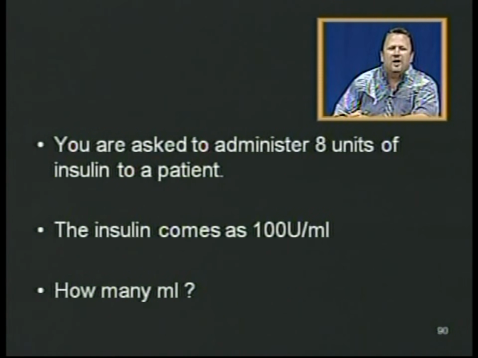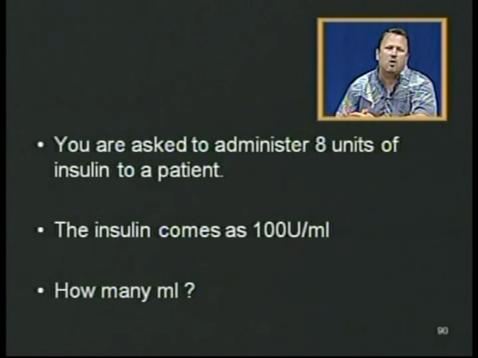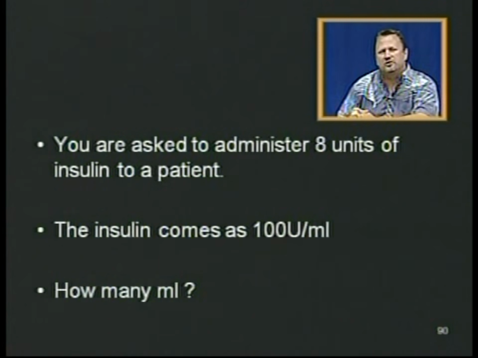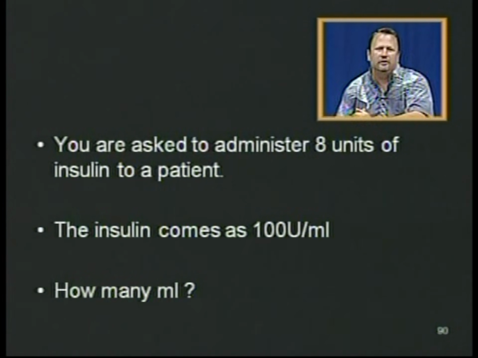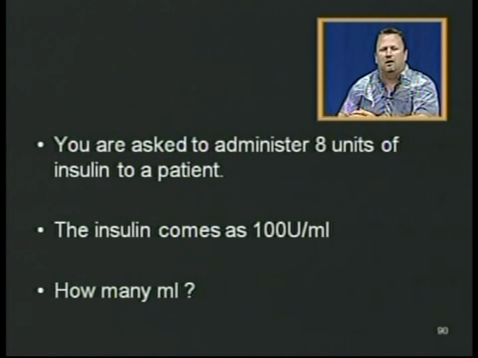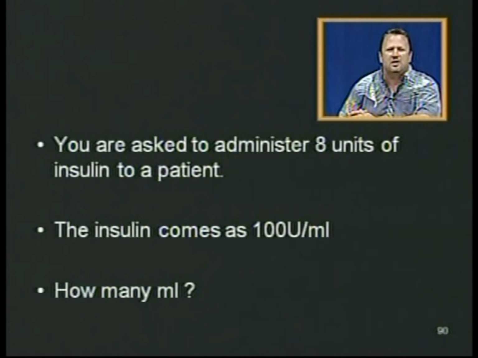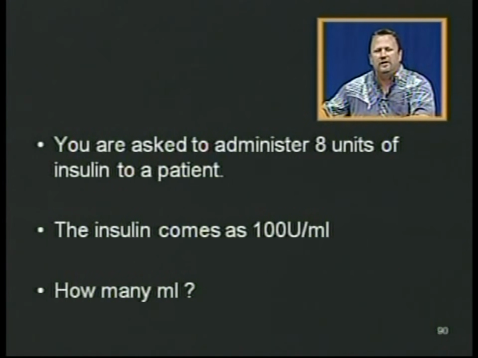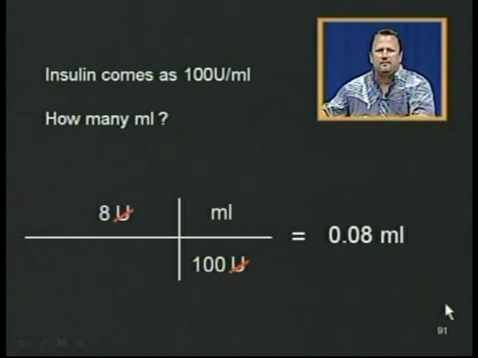Well, you're asked to administer 8 units of insulin to a patient. Insulin is a polypeptide hormone, and peptides are measured in units. Proteins are measured in units. Those are units of protein. You can look up any of that on Google and figure out where those numbers come from. Well, the insulin that you've been given comes as 100 units per milliliter. So how many milliliters will you give to deliver 8 units of insulin?